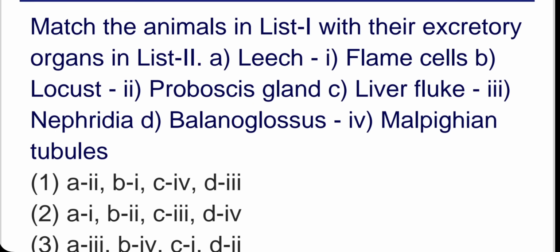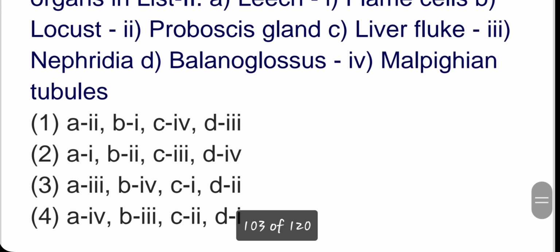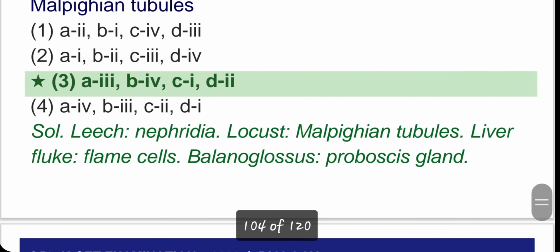So the flame cells are seen in liver fluke. Leech will be having nephridia. So A3, B4, C1, D2. So the third option is correct. Leech, nephridia. Locust, Malpighian tubules. Locust comes under Insecta. Liver fluke, flame cells.